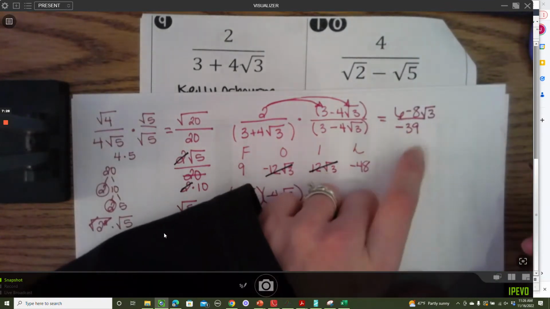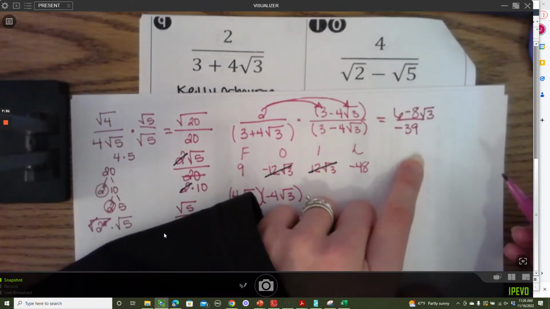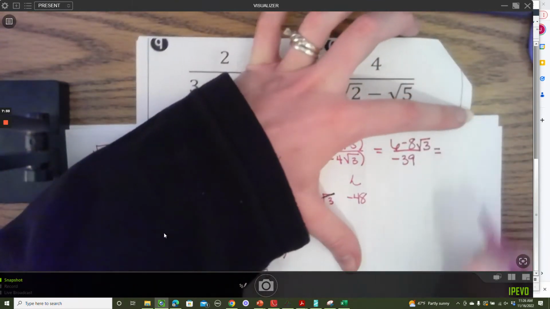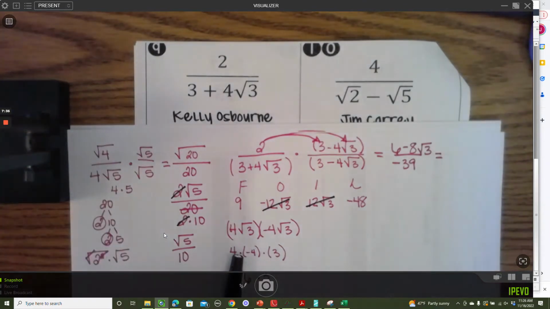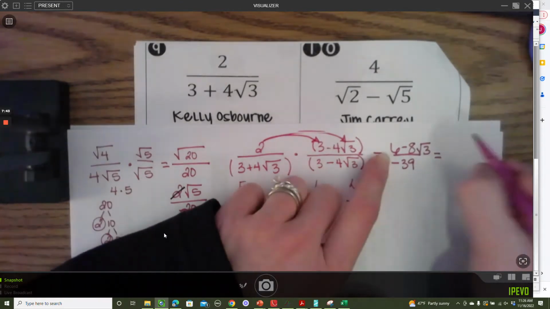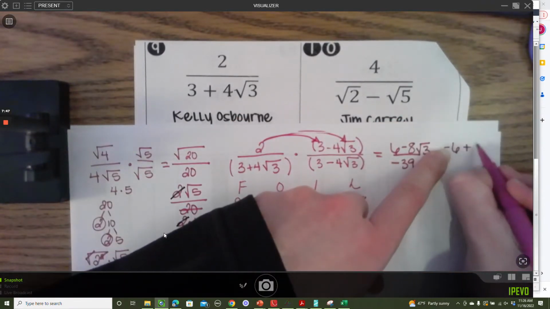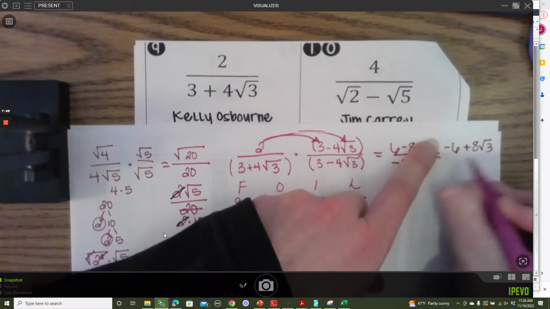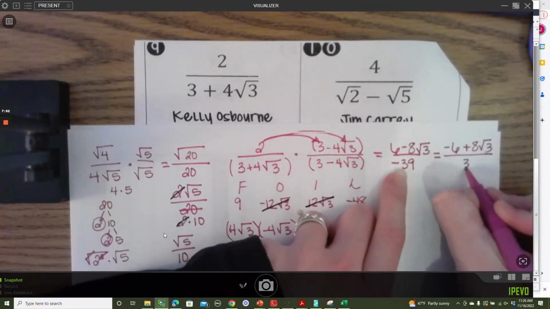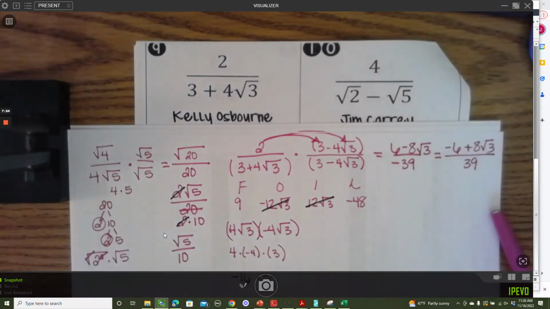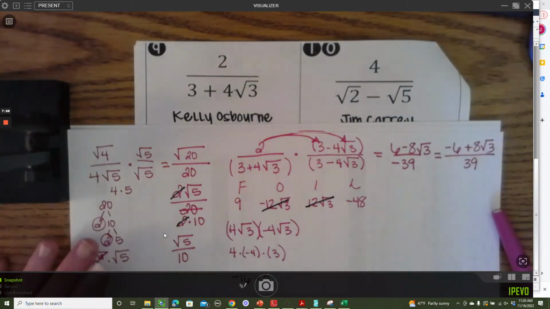But we don't like negatives on the bottom. So to get rid of the negative on the bottom, we multiply by a negative 1. All you're doing is flipping everybody's sign, and if you're flipping everybody's sign, you're staying equivalent. So positive 6 becomes negative 6. Negative 8 becomes positive 8. Keep that square root. Negative 39 becomes positive 39. We are going to do several more, so don't panic yet.